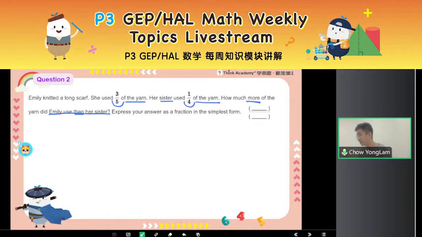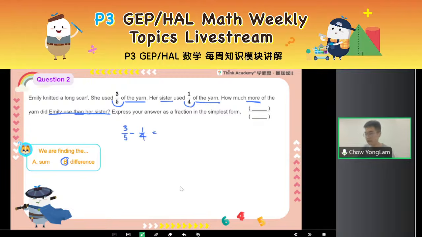What are we actually finding? We are finding the sum or difference. This time, more than. The moment you see more than, be it fractions or whole numbers, how much more than, how much less than, you are finding the difference. So in other words, you are using subtraction. We want to find out the difference between the two fractions. So we have 3 over 5 minus 1 over 4.